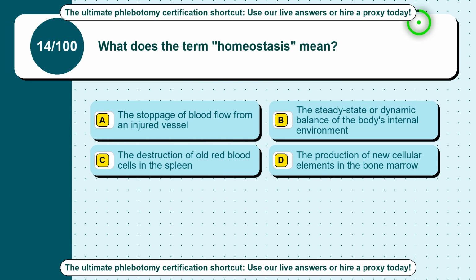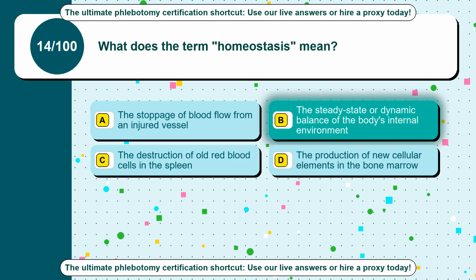Question 14. What does the term homeostasis mean? Option A. The stoppage of blood flow from an injured vessel. Option B. The steady state or dynamic balance of the body's internal environment. Option C. The destruction of old red blood cells in the spleen. Option D. The production of new cellular elements in the bone marrow.